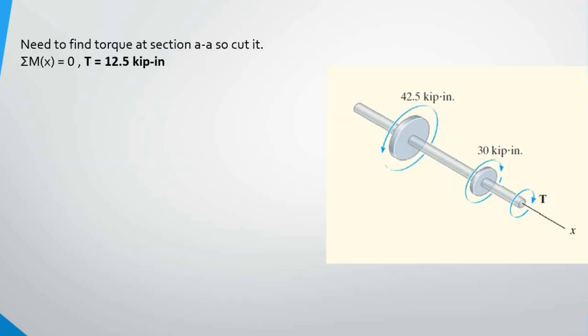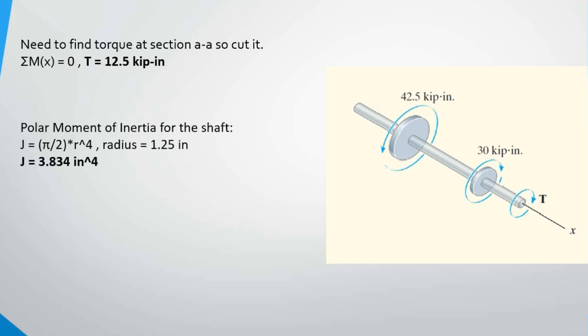First we're going to have to cut it along the section so we can find the torque experienced along section AA. We're going to use a very familiar equilibrium equation: the sum of moments with respect to the x-axis is equal to 0. We're going to take counterclockwise moments or torques as positive and clockwise torques or moments as negative. 42.5 minus 30 minus T equals 0, and we find that T is equal to 12.5 kip-inch.